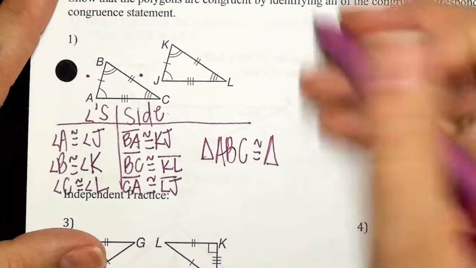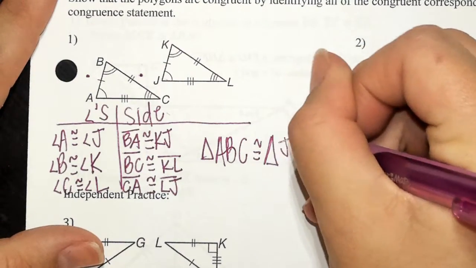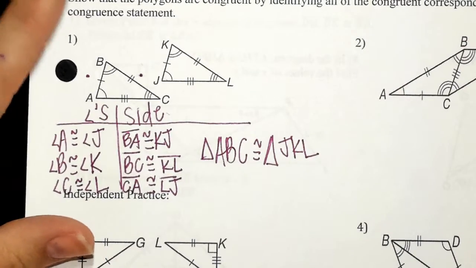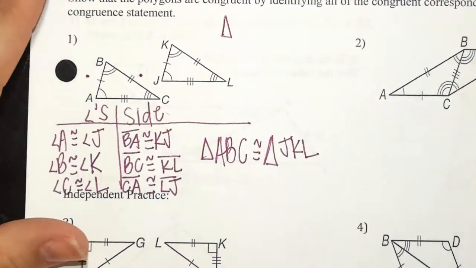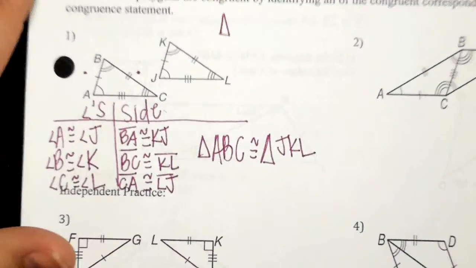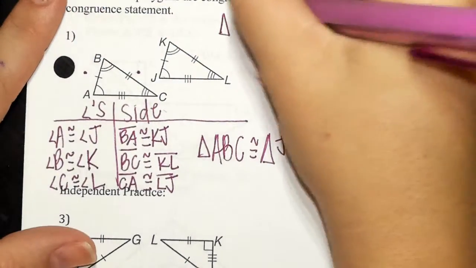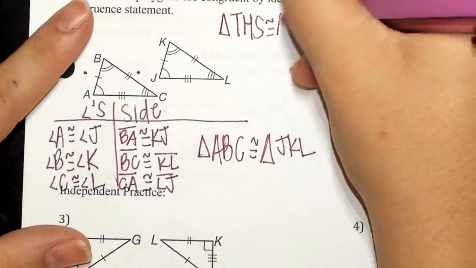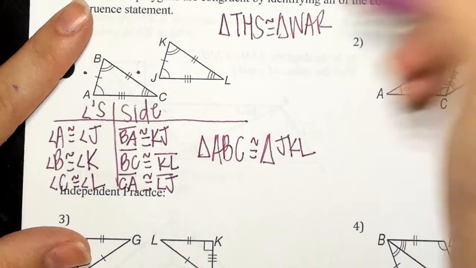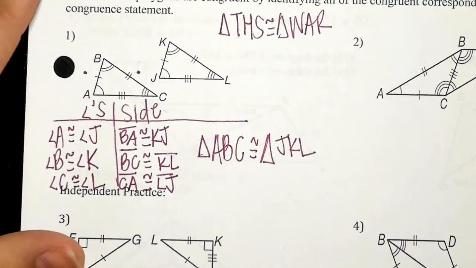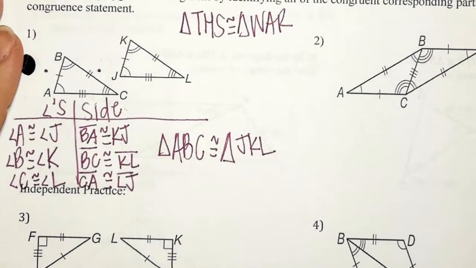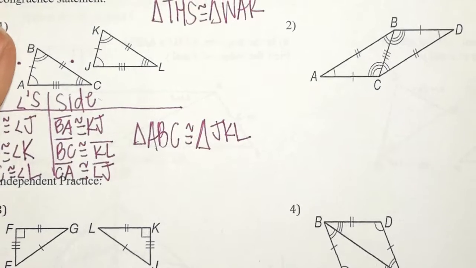1, 2, 3. You want to know what I do to try to name triangles? I try to go in the order that makes a word. Like last year. Last year we had 2 triangles, and this was not intentional at all. And we named them, and the names were THS is congruent to WAR. I just try to make it fun sometimes. THS is congruent to WAR.